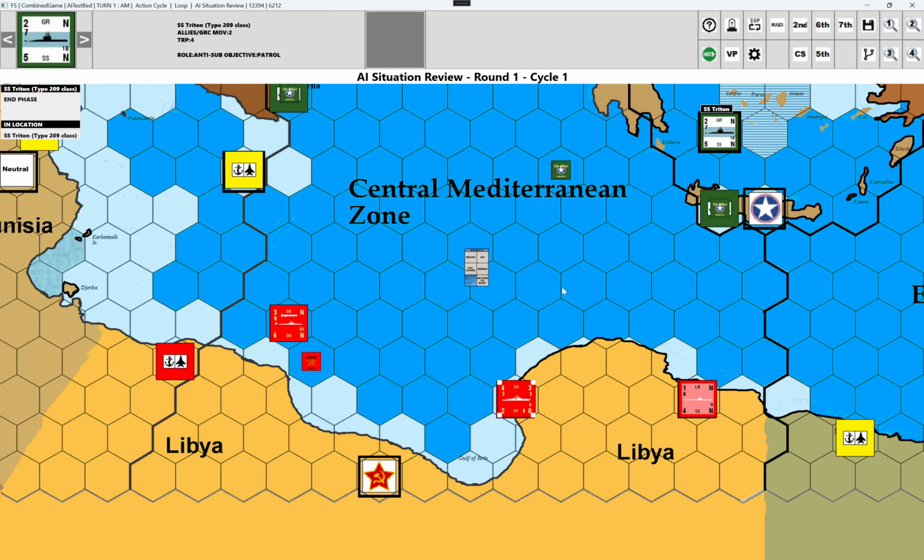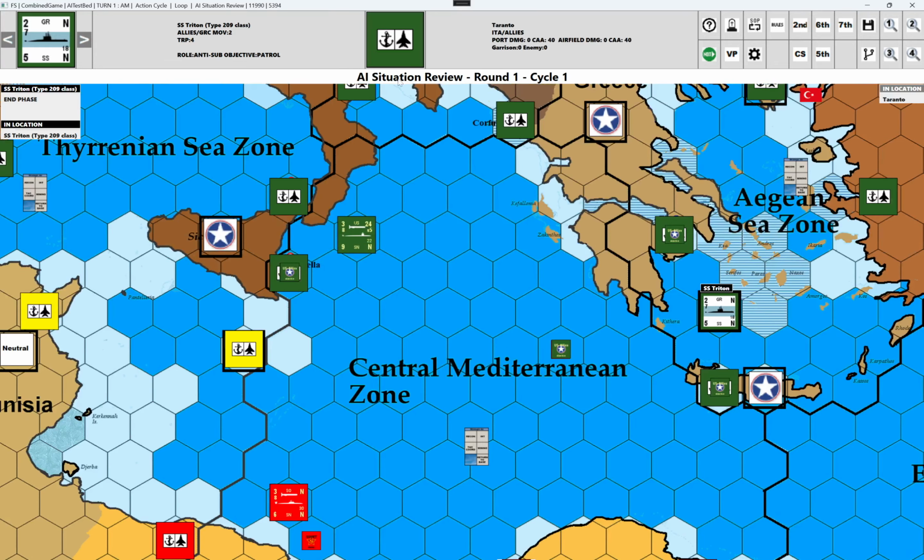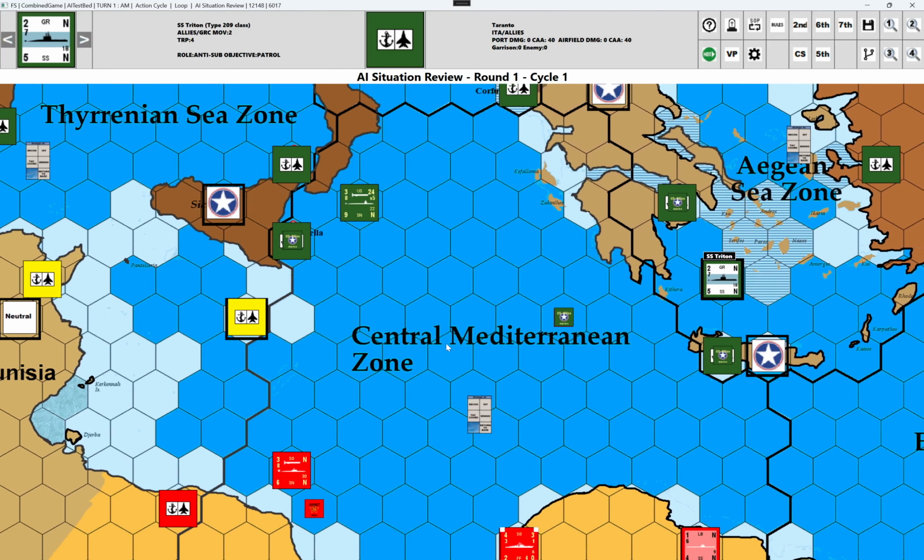So there's a new phase that gets created if you have both sides AI. Then you're going to occasionally get these. I'm doing this purely as a debugging mechanism to see how the game works. But I've added a phase called AI situation review. Essentially, it's an ability for you to see everything on the map because both sides are computers, so it's okay if you see it, and it'll show what every ship is doing.